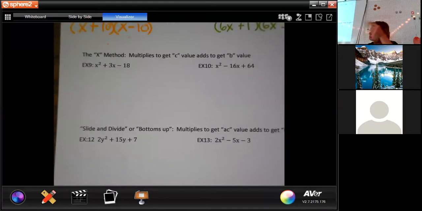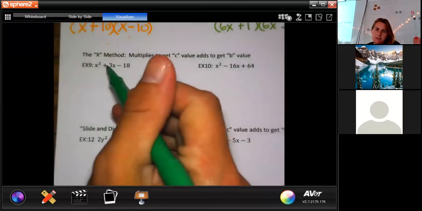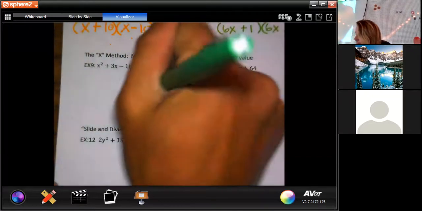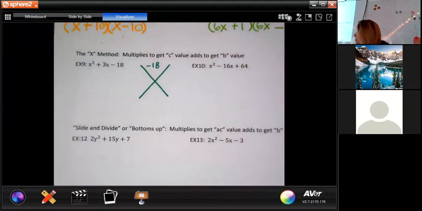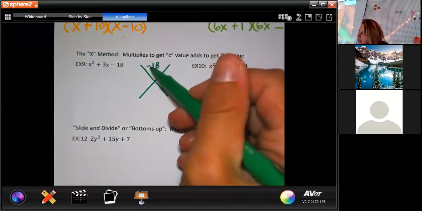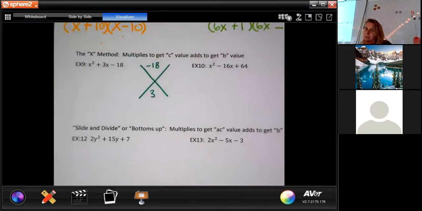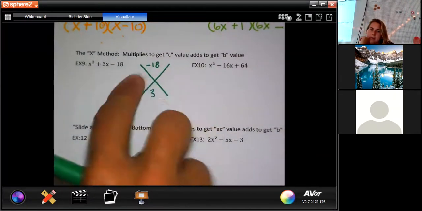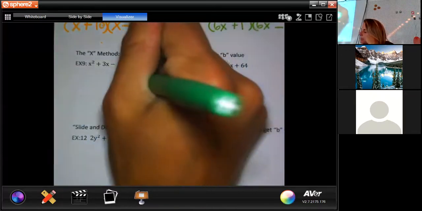X method. All right, X method is where you have to think what multiplies to give you 18, but subtracts to give you 3. All right, so you kind of read it backwards. And I think most teachers teach it here with the X, where you put negative 18 on top. We want to multiply to get negative 18. And we want to get 3 on the bottom. So we're going to come up with two numbers that multiply to get this number, and then add up to get the bottom number. So you kind of got to know your multiplication tables here.